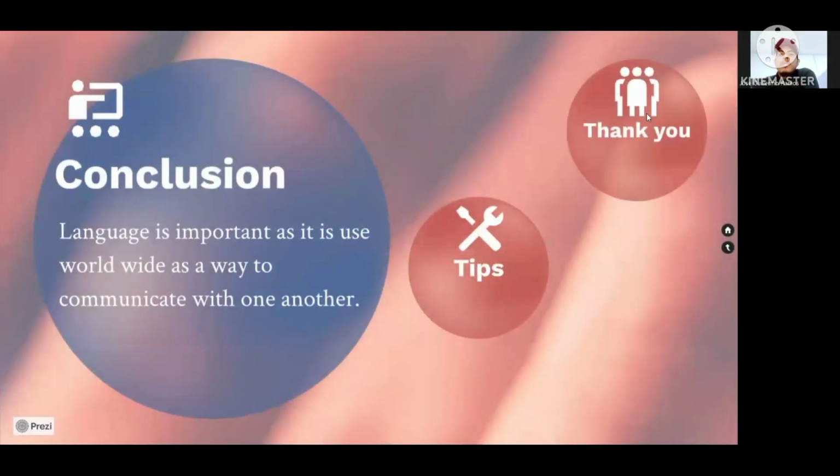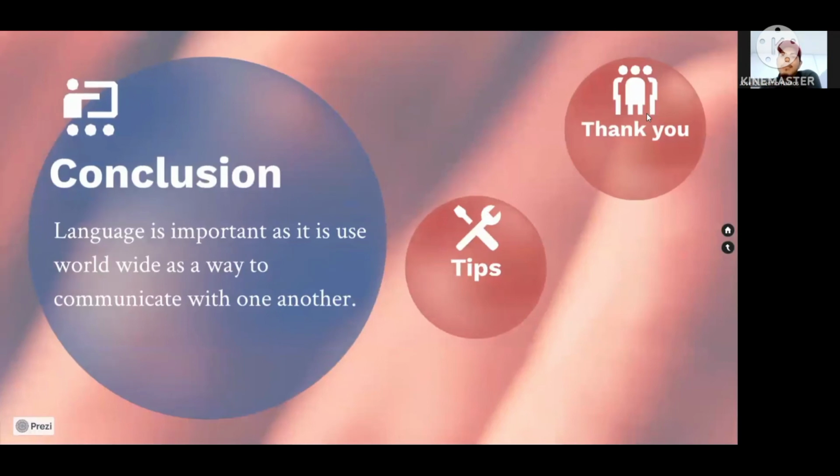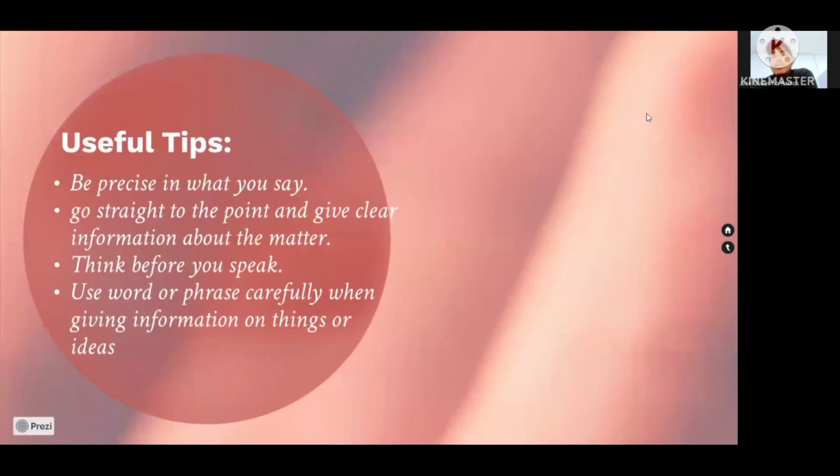Our conclusion would be that language is important as it is used worldwide as a way to communicate with one another. Yes, language is important in our lives. And then we can give you a handy tip that will help you while using language. In language, you need to be precise in what you say. That's very important. You need to be very clear. Then you could go straight to the point and give clear information about the matter. Yes, always be very clear and precise and go straight to the point and be directive.